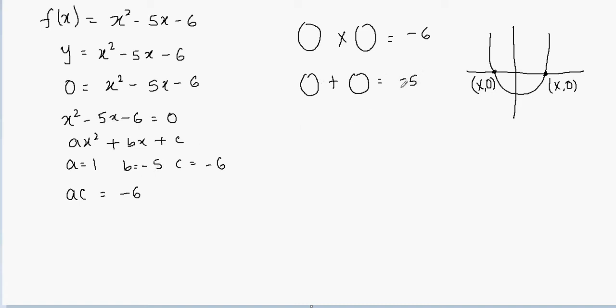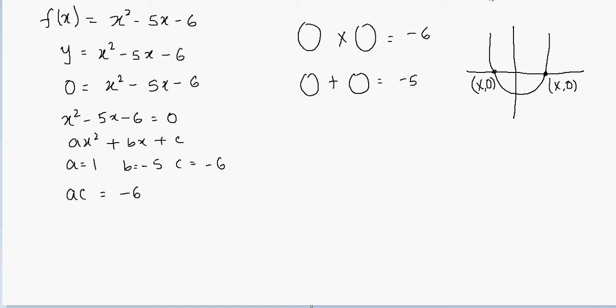So again, I'm repeating that. I have to think of two factors which, when multiplied, give me the product of the first and last terms, which is AC. In our case, it's negative 6. And the same factors, like if this is 2, this is going to be 2, and if this is 3, then this is going to be 3, have to be the same in both conditions. And when added, they have to give me negative 5, which is the middle term.